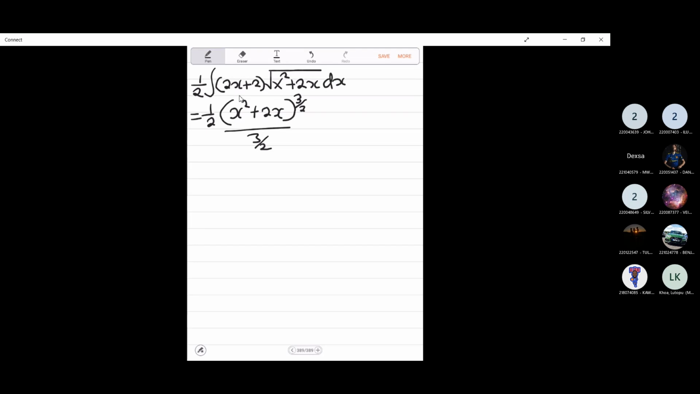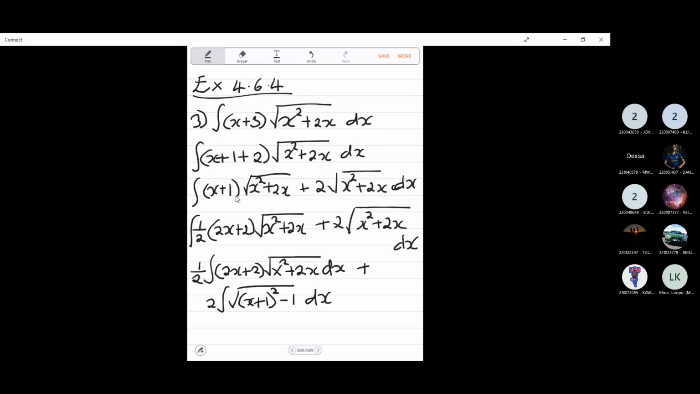And you would put your constant, but remember there's another integral which will also come with its constant, and then you'll add all the constants together. So half divided by 3 over 2 is 1 over 3. So this one is just 1 over 3 times x squared plus 2x to the power of 3 over 2, and I'm putting the constant for formalities. Then I look at the second integral, or the second part, which is this one here.